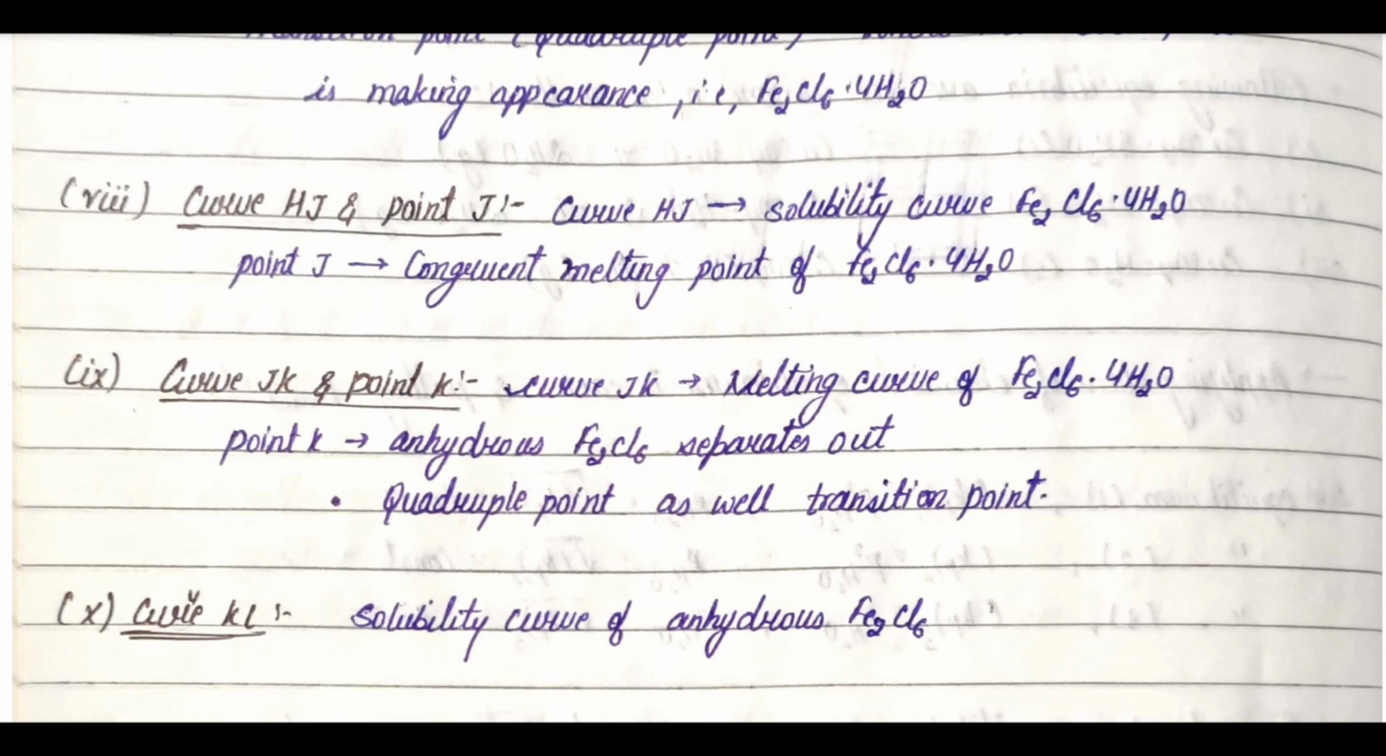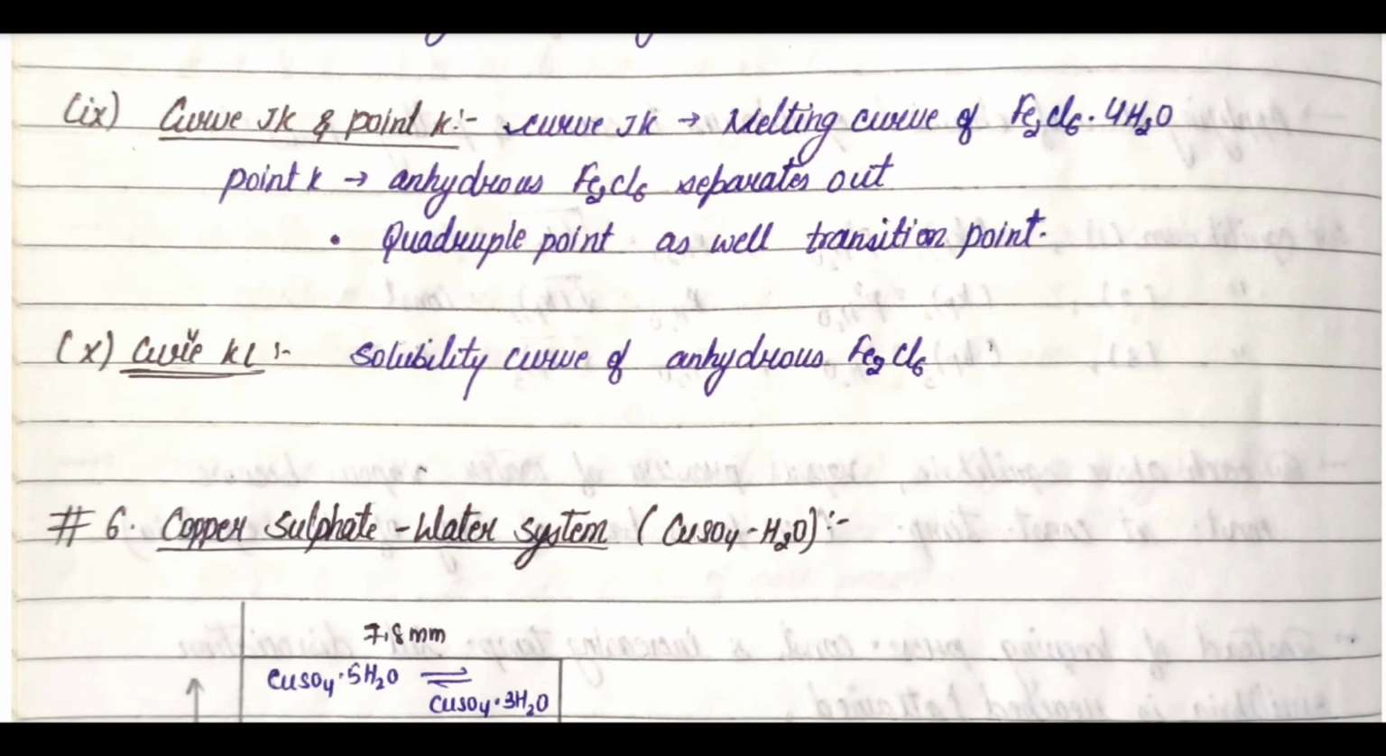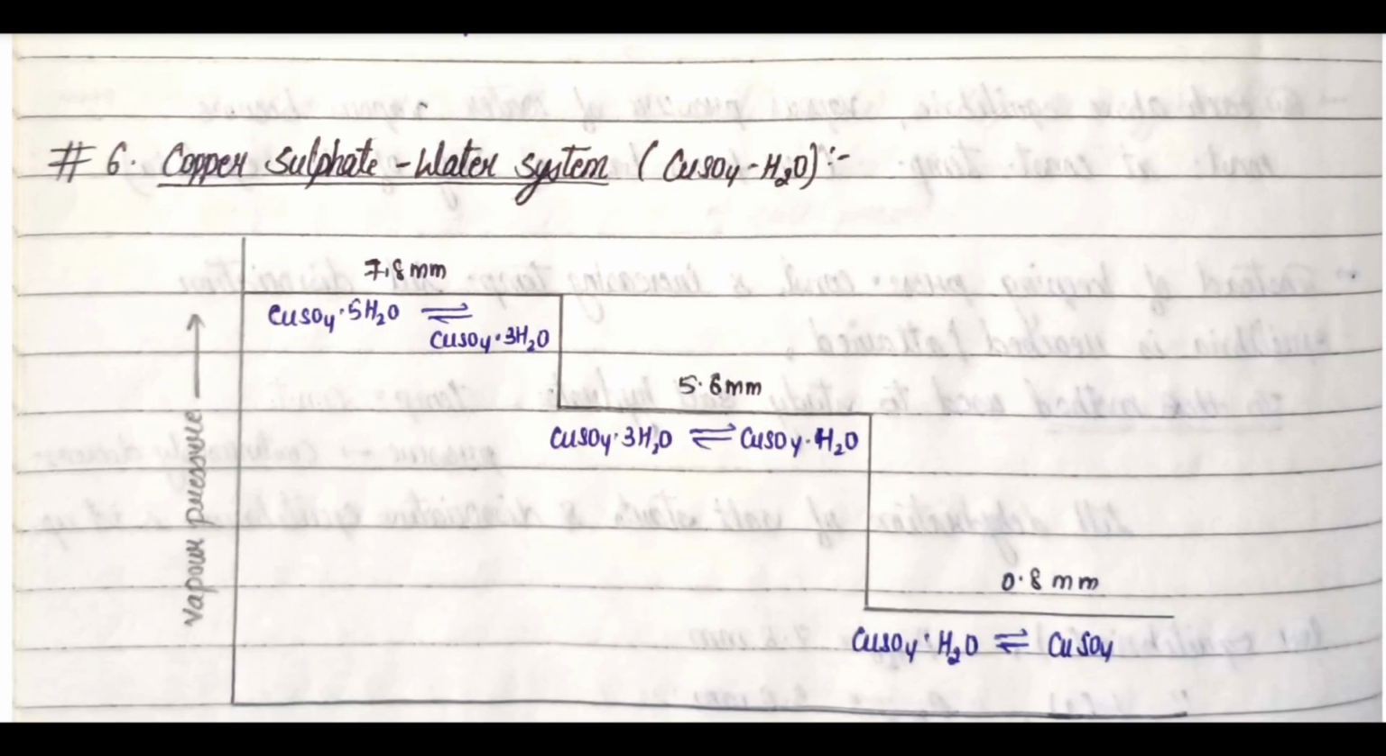Curve HJ is the solubility curve of Fe2Cl6.4H2O, and point J is the congruent melting point of Fe2Cl6.4H2O. Ninth, curve JK and point K. Curve JK is the melting curve of Fe2Cl6.4H2O. At point K anhydrous Fe2Cl6 separates out, and it is a quadruple point as well as transition point. Curve KL is the solubility curve of anhydrous Fe2Cl6.